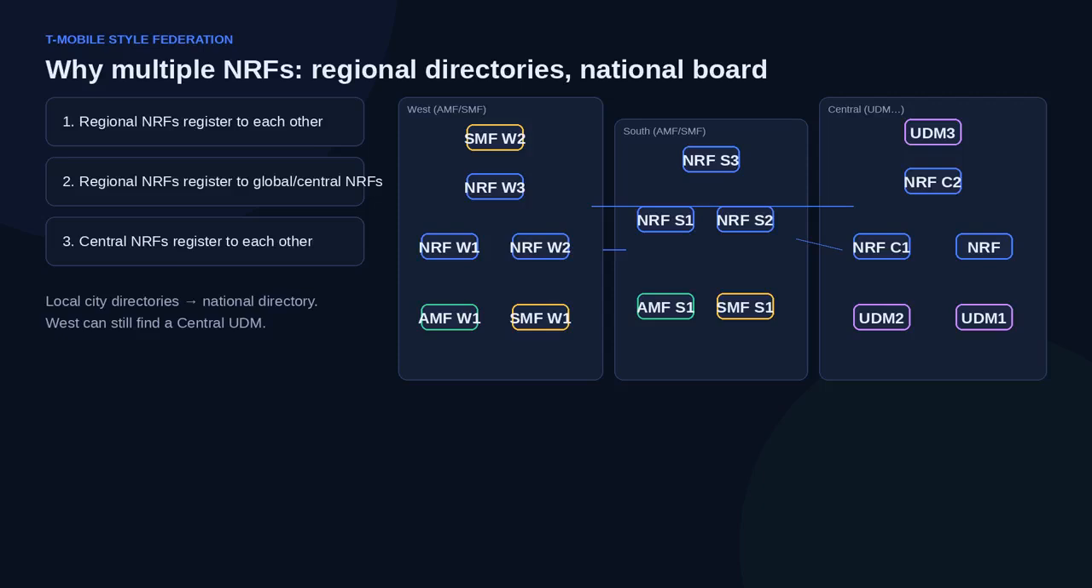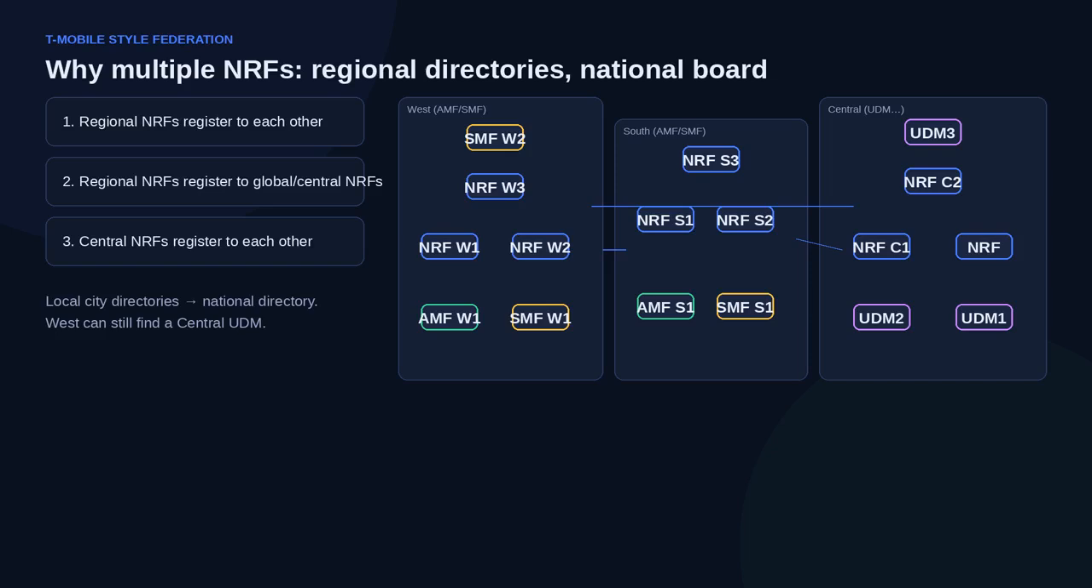One NRF is not enough for a national operator. Take the T-Mobile style deployment shown in the source. There are regional pockets, west for AMF and SMF, south for AMF and SMF, and a central region that holds functions like UDM. Inside each region, local NFs register upward into regional NRFs. Regional NRFs also register to each other, so West can learn about South without hardwiring every pair of boxes. Regional NRFs register into the global or central NRF tier, and central NRFs register to one another for resilience.